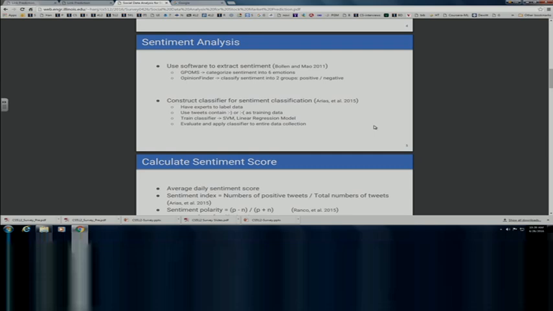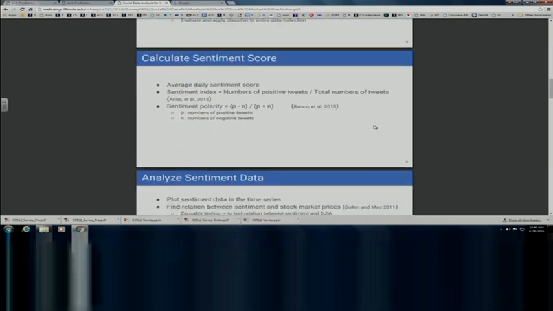This way we can reduce the human effort in labeling data, but there is a trade-off, because this method might have less accuracy compared to data labeled by experts. After we have training data, we have to train the classifier. The most popular classifiers that we see in the papers are the support vector machine and the linear regression model. After training, we evaluate our classifier and apply it to the entire data collection.